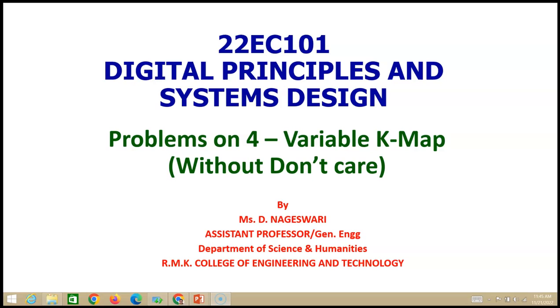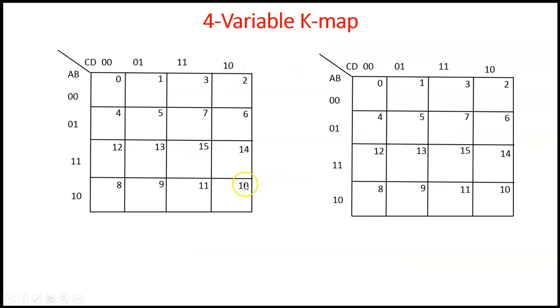So in this video, we are going to see problems on four variable K-map, that is without using don't care. So let us see example 1.